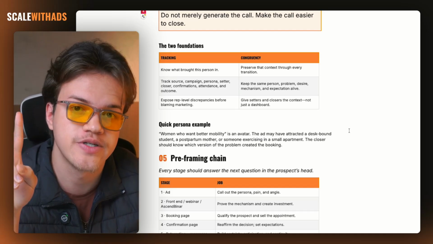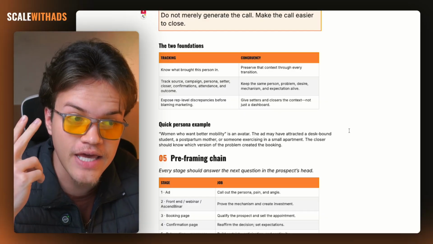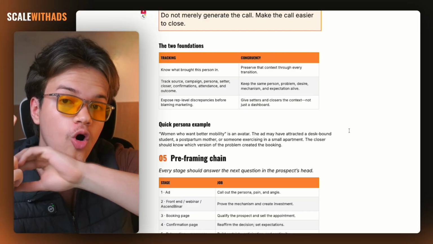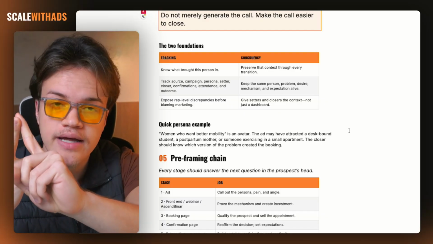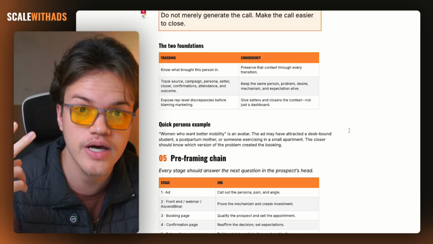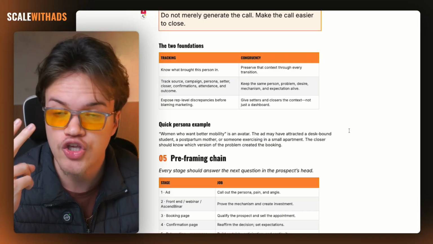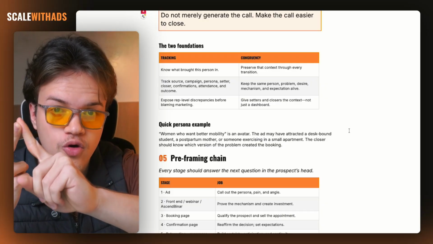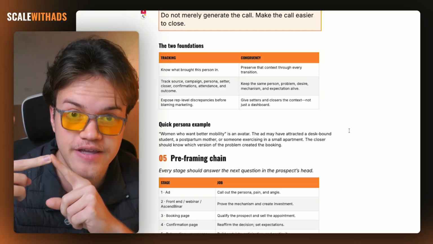Those are 2 different personas from the same business. And you need to keep that congruence throughout your whole funnel, from the moment they click your ad until the moment they show up for the call and the closer gets the deal. You need to keep the emails congruent.